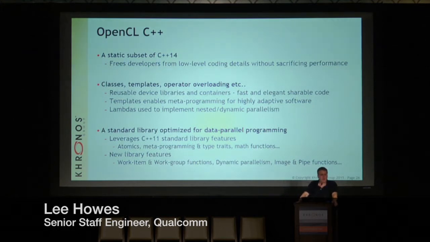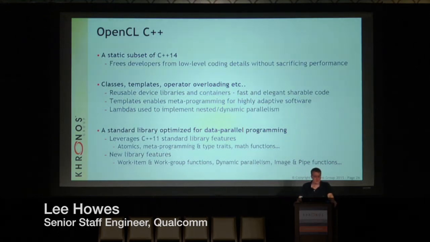So the C++ kernel language is a provisional spec. Again, it's open to feedback and open to fairly significant changes. It's based on a static subset of C++14. The idea is it will free developers from a lot of the low-level coding details without sacrificing performance. So it adds all the things that people commonly request: classes, templates, operator overloading. This should allow building reusable device libraries and containers. So the templates will allow metaprogramming for software that adapts to different constraints.